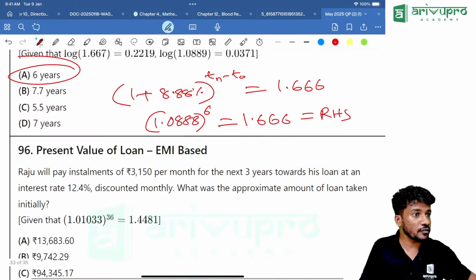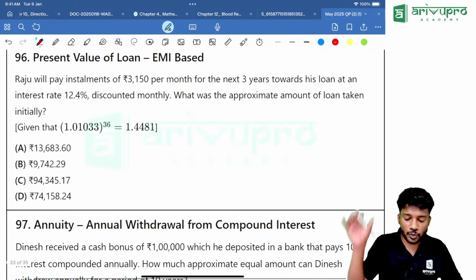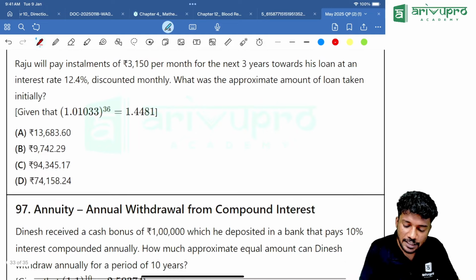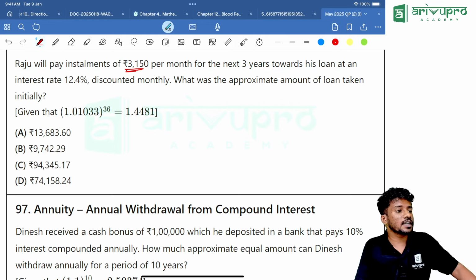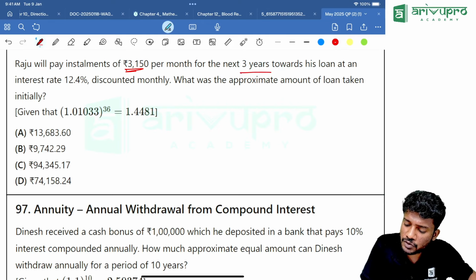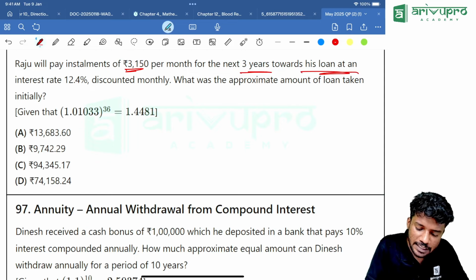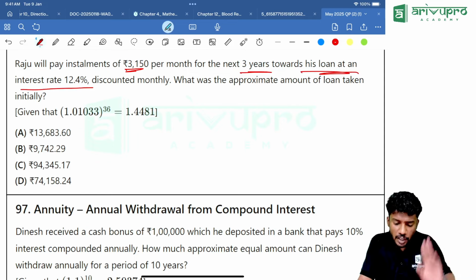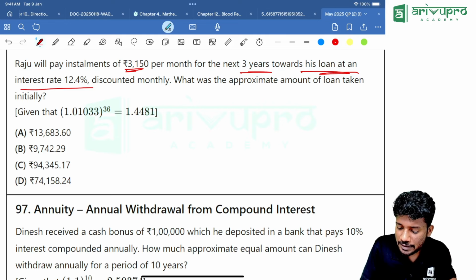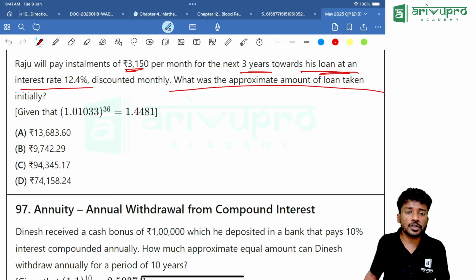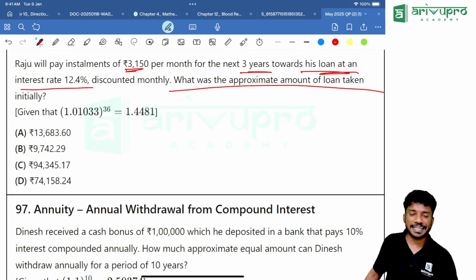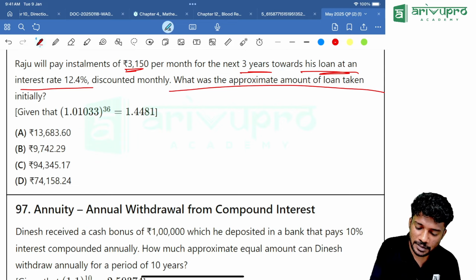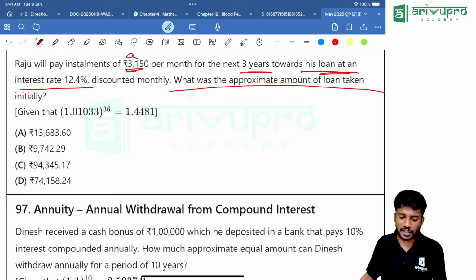Yes, we are going for the 96th question. Raju pays an installment of 3,150 per month for the next 3 years towards his loan at an interest rate of 12.4% discounted monthly. Then, what is the approximate amount of loan taken initially? What are they asking? Present value. Get me the answer. Annuity amount A value is 3150.